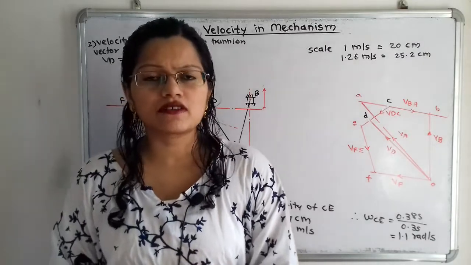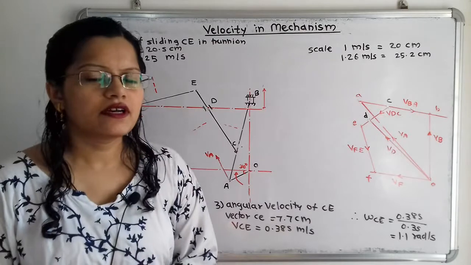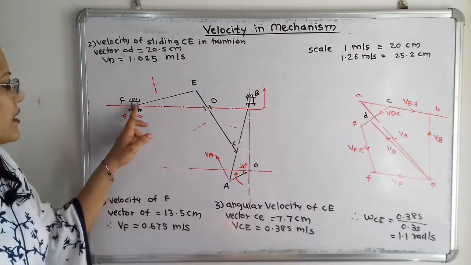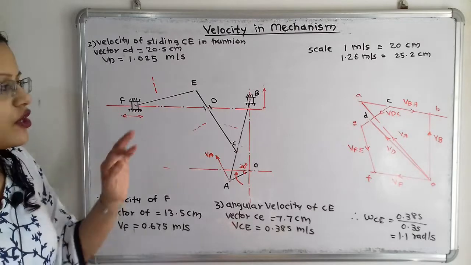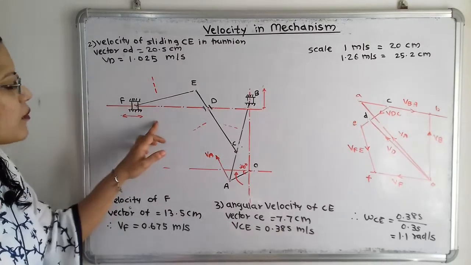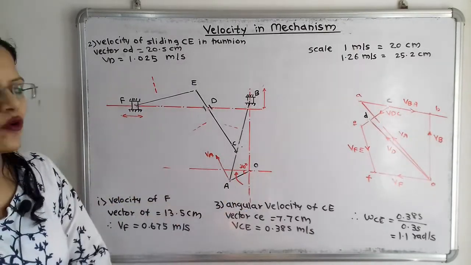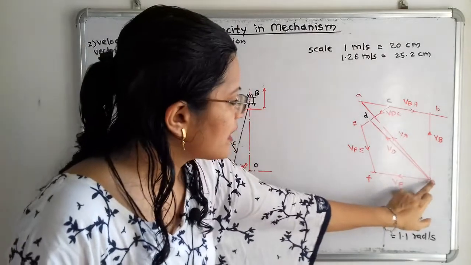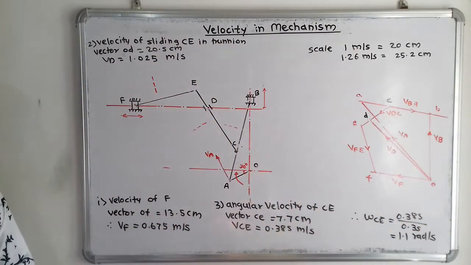So what is the first question? So first question is find out the velocity of F. So velocity of F, at point F there is the slider which is having reciprocating motion. So for velocity of F, we have to find out the reciprocating motion with respect to point O. So we will measure the length of this vector OF. So vector OF is 13.5 centimeter.